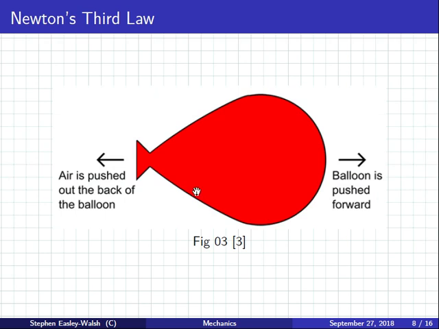For example, if there's a force that makes the balloon move forward, it's because the air is coming out of the back. It's equal and opposite. So the air that comes out of the back is equal to this force forward. His example is also good. If I punch the wall, there's a force from my hand on the wall, but the wall also hits me with the same force.